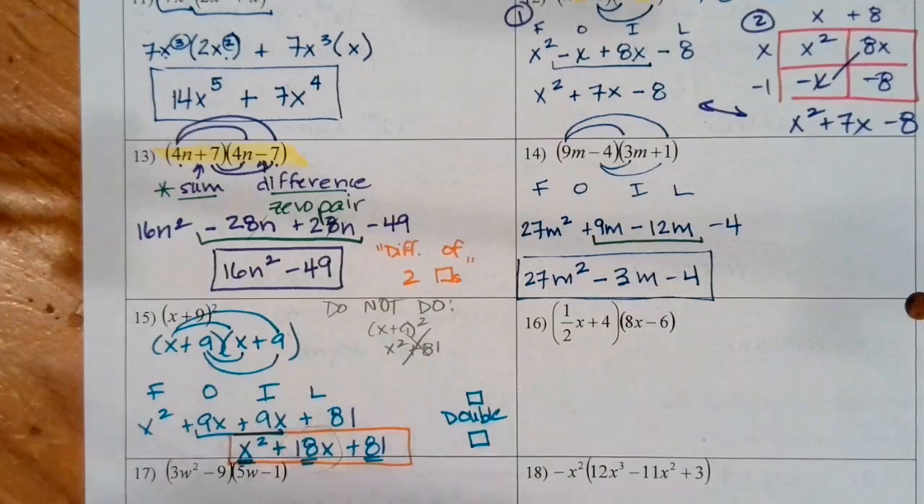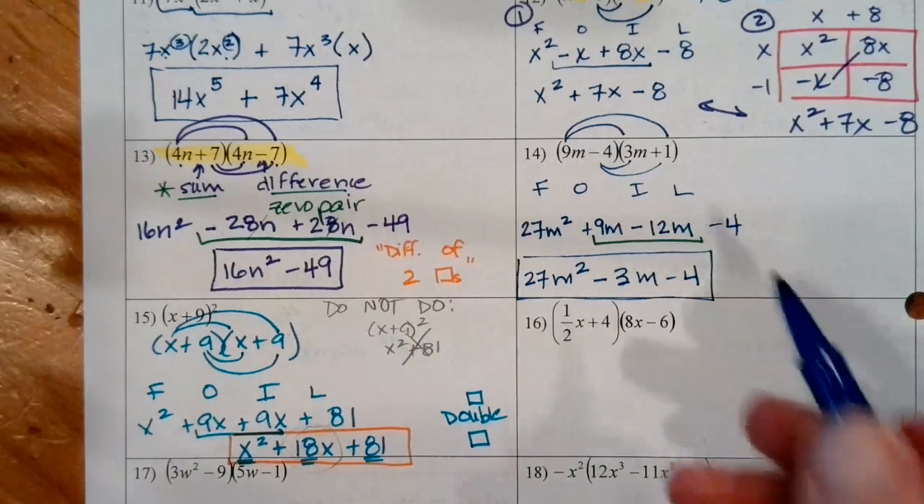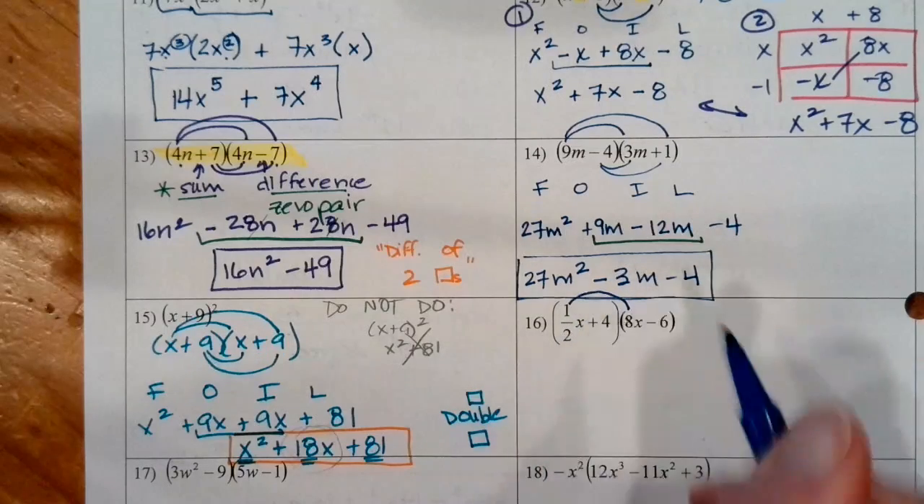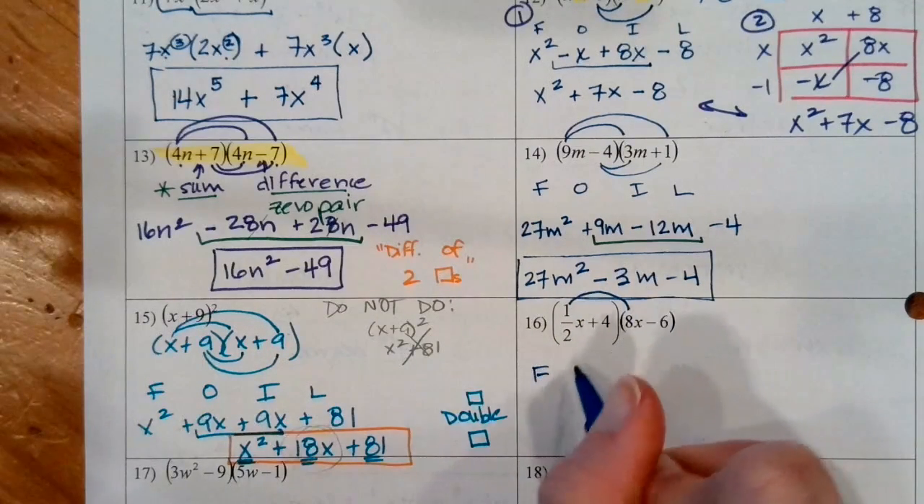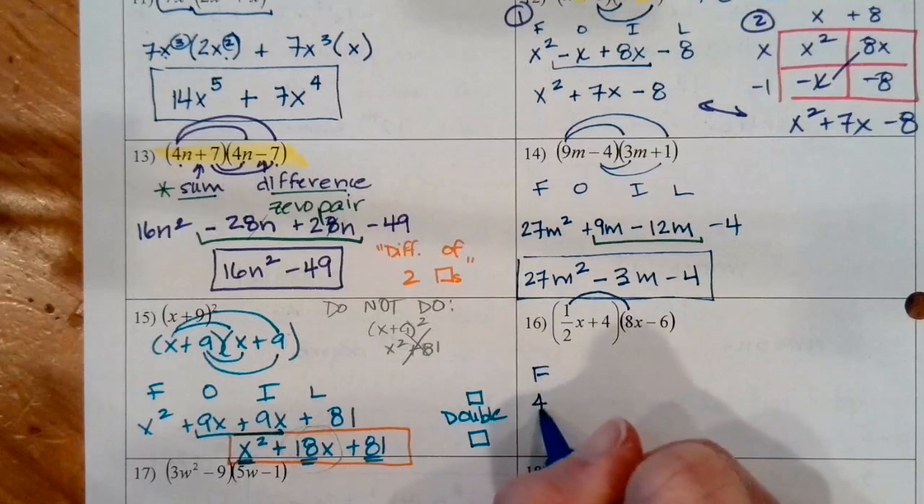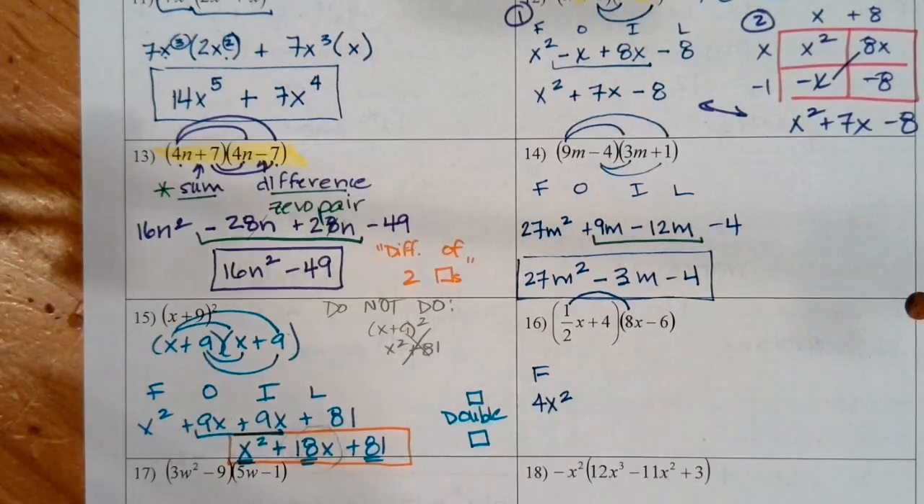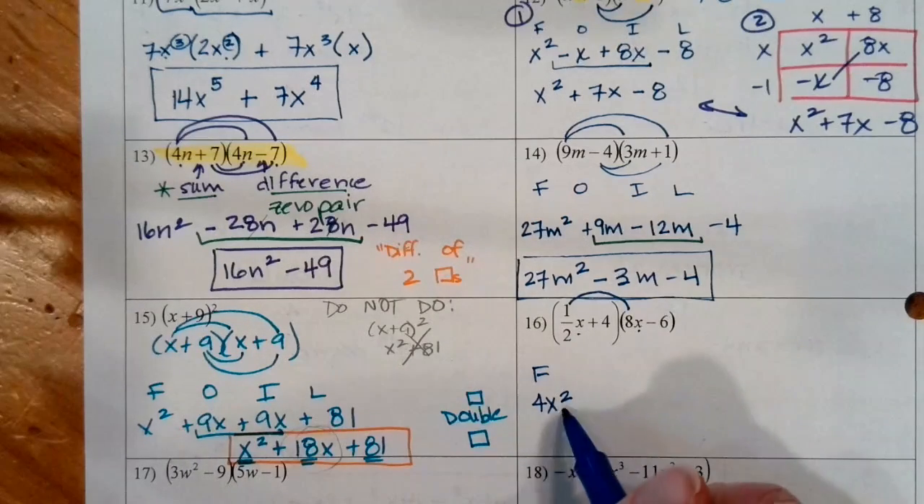All right. Don't be surprised if you see fractions. Do not be afraid of the fractions. Take it slow. You can do it. Your first terms are going to be 1/2 x times 8, which gives me 4x squared. 1/2 of 8 is 4. X times x, x squared.